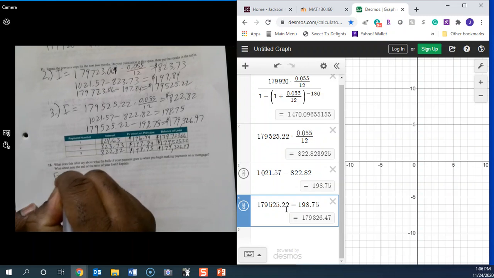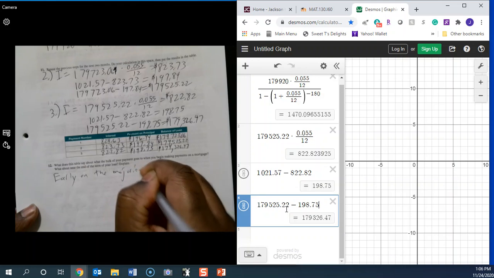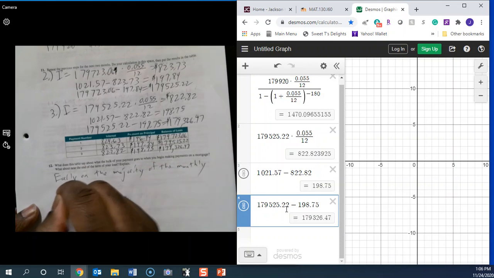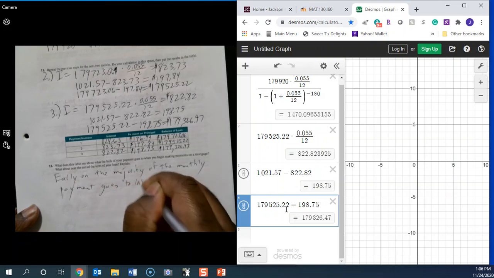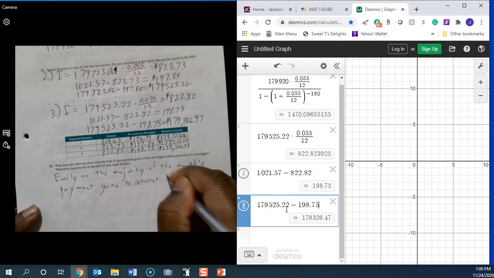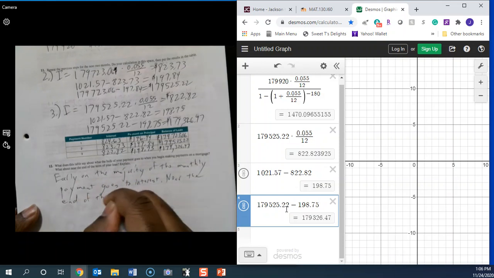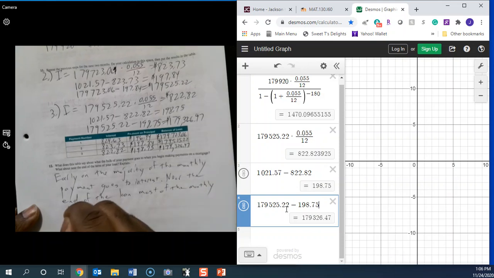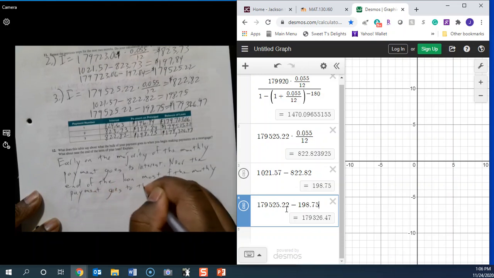Okay, basically, early on, the majority of the monthly payment goes to interest. Near the end of the loan, most of the monthly payment goes to the principal.